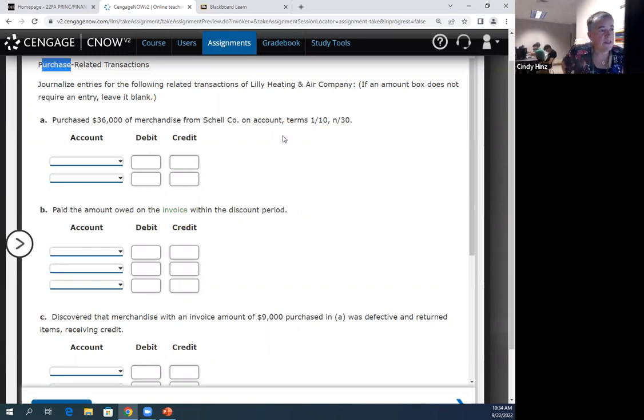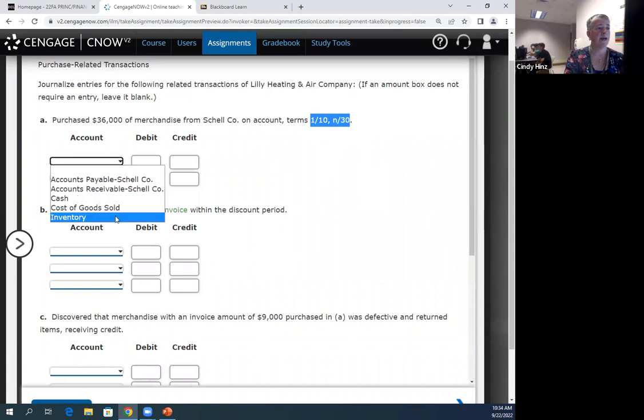And we are going to purchase $36,000 worth of merchandise from Shell Company. We bought it on account, and we've already talked about the payment terms idea. The payment terms here are 1/10 net 30 or 1% 10 net 30. What that means is if we pay within 10 days of the invoice date, we can take a 1% discount on the merchandise, and we will be looking at how we report that here in letter B, if we take the discount. And if we don't pay within the 10-day window, the full amount of the invoice or the net amount is due in 30 days.